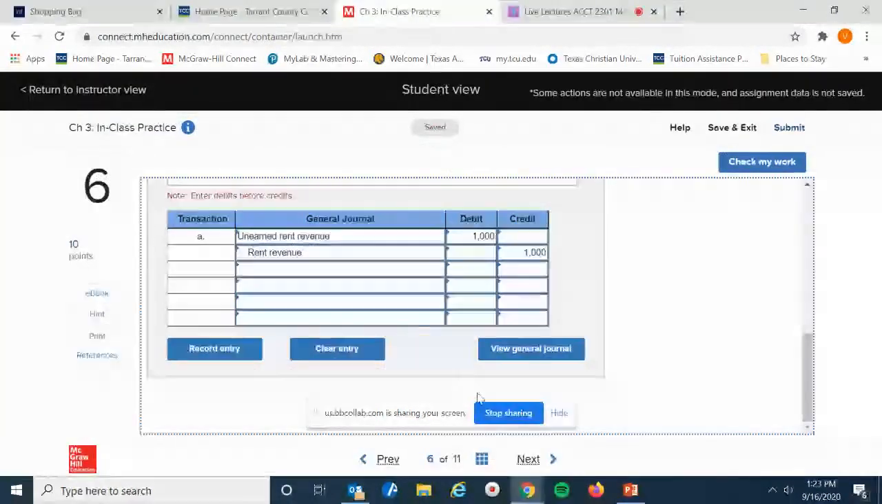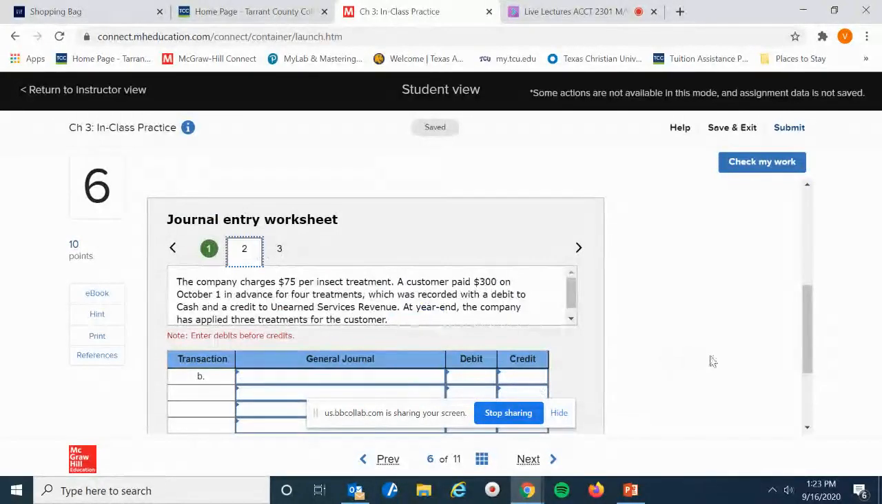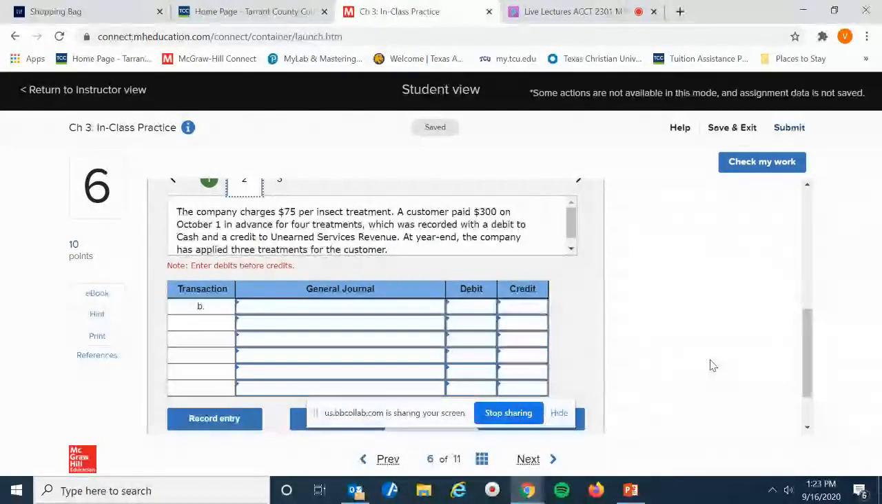Okay. All right, let's look at the next journal entry, 2. So the company charges $75 per insect treatment. The customer paid $300 on October 1st in advance for 4 treatments. This is an advance payment again, right? This is deferred revenue. So at year end, the customer prepaid $300. At year end, 3 treatments were provided for the customer.